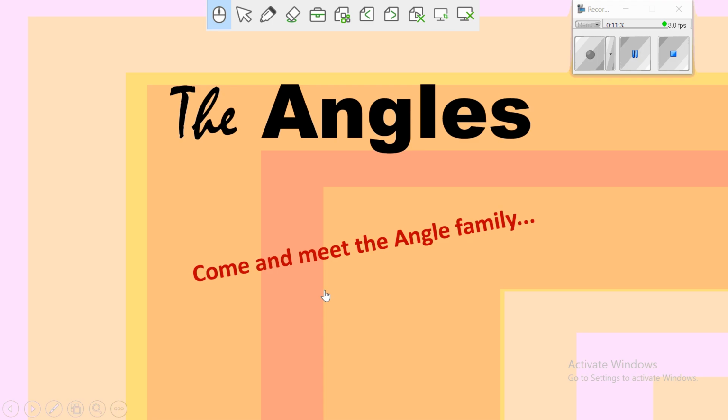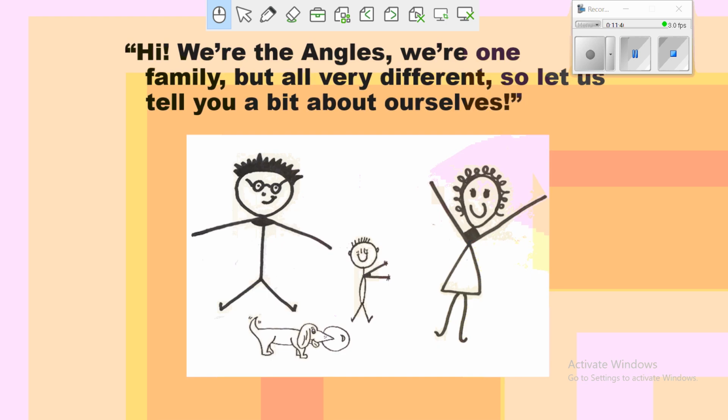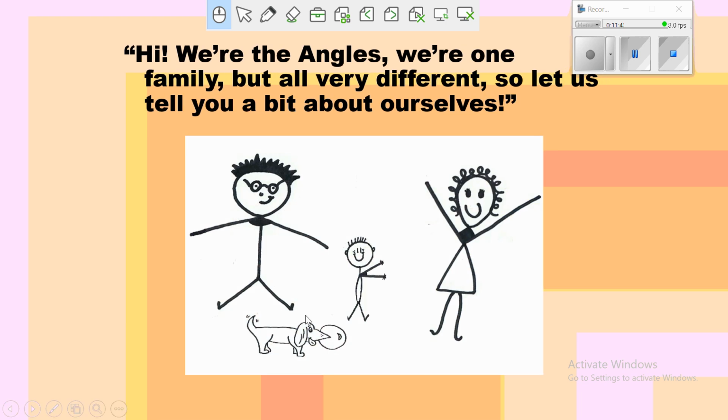So let's see now the angles together. Let's see the family of the angles. Here is the family of the angles. I can see here, we call her Mrs. Right. Here is the husband, and here is the baby. So, hi, we are the angles. We are one family, but all very different. So let us tell you a bit about ourselves.